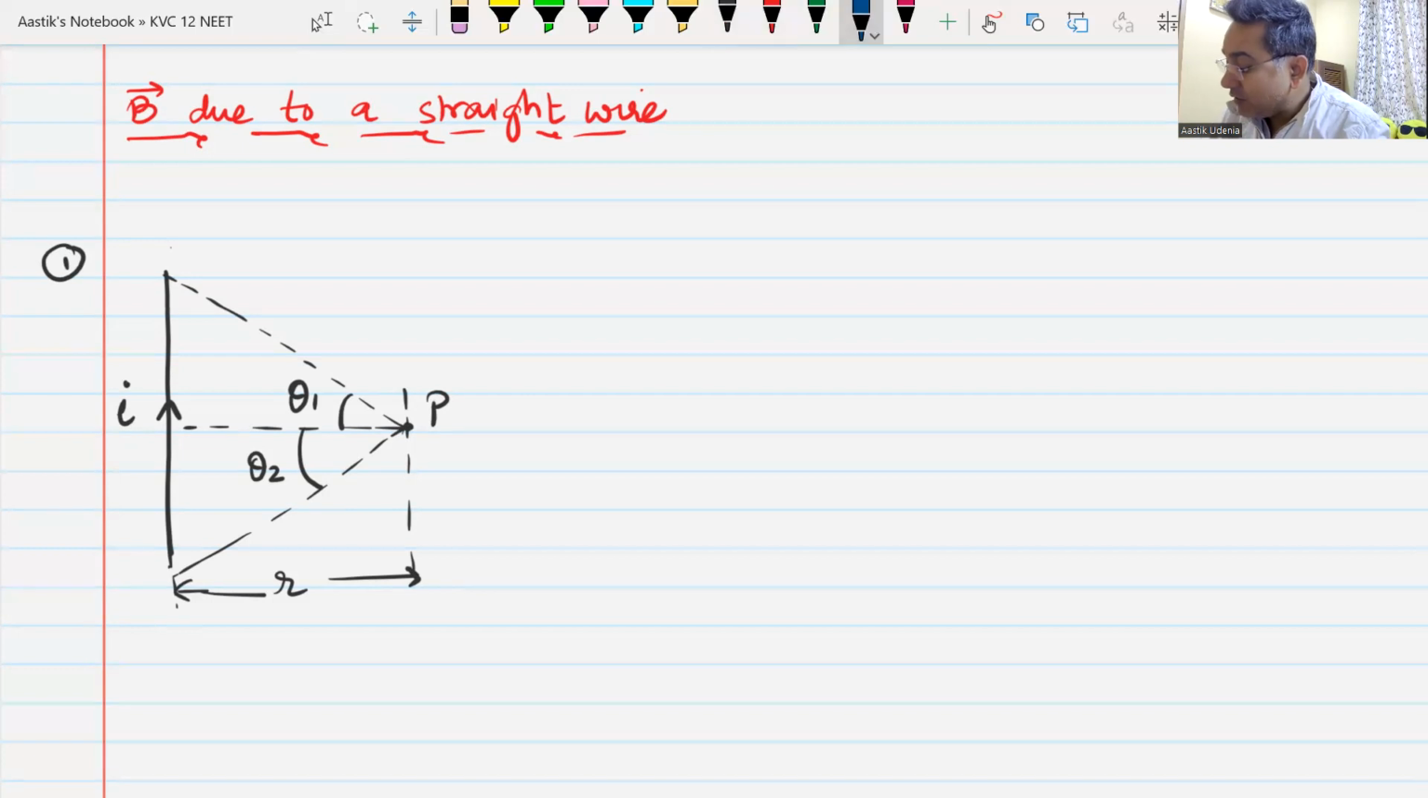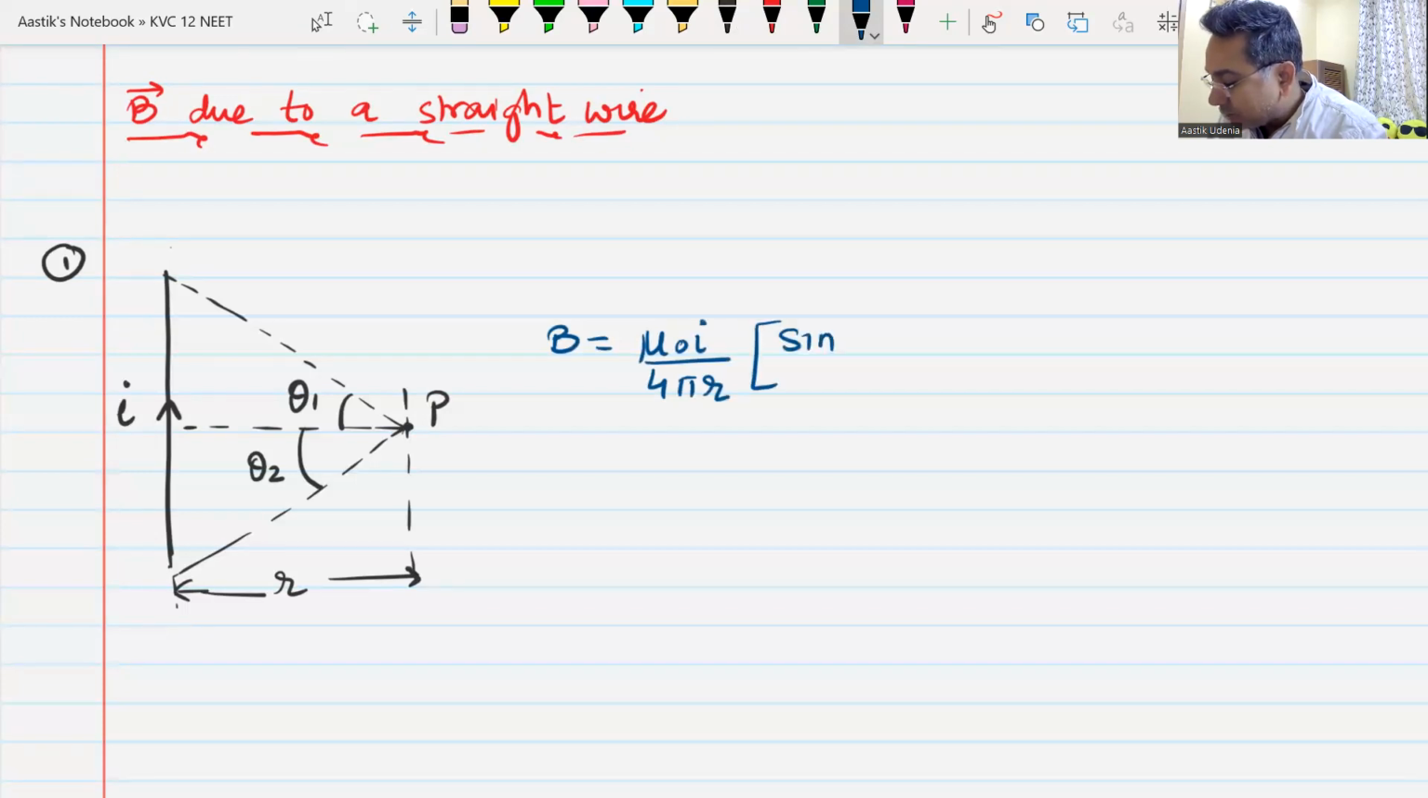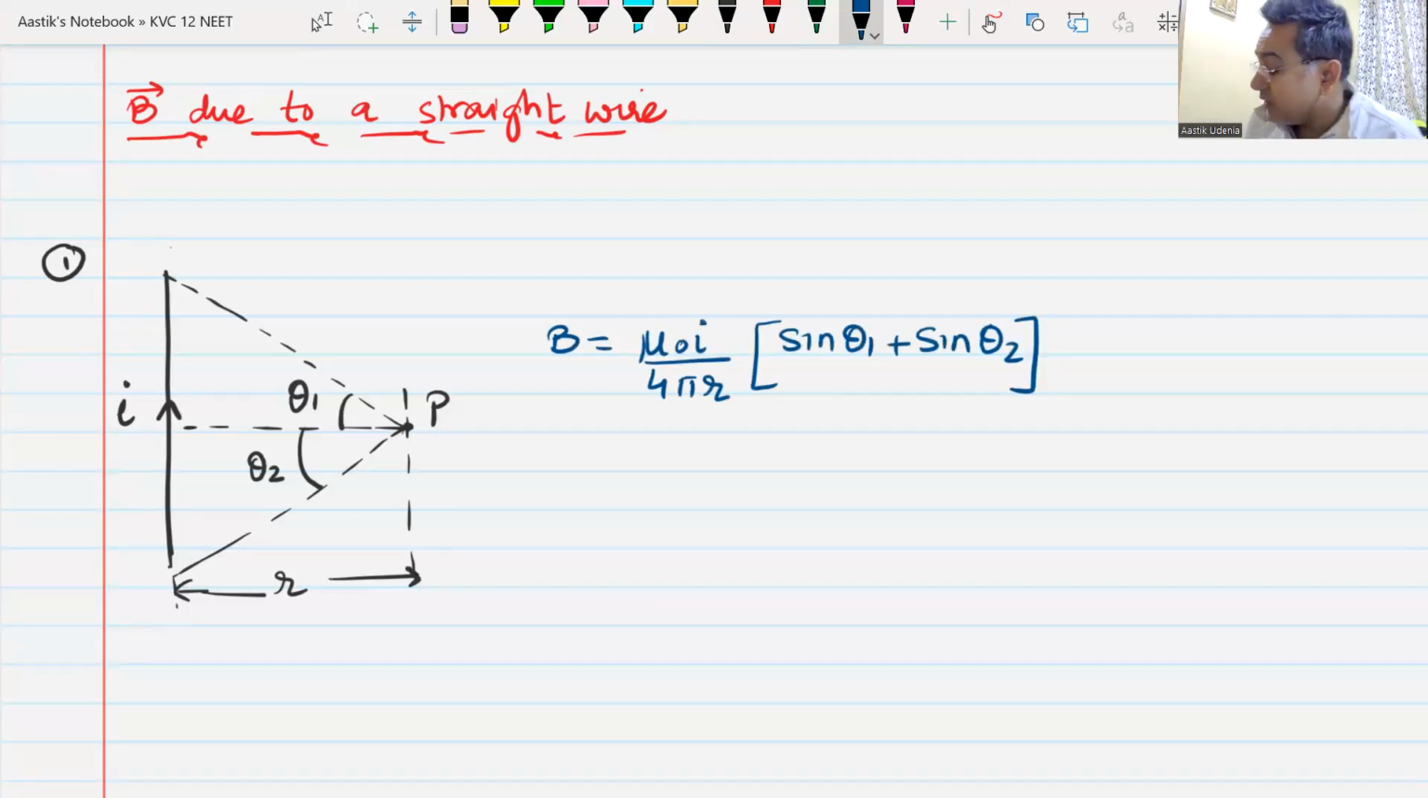The magnetic field due to this wire, the magnitude, is given by mu naught I by 4 pi r, and you have to remember this formula, multiplied by sine of theta 1 plus sine of theta 2. This is the formula that comes after derivation, which we are not going to do. This is the magnitude of the magnetic field.